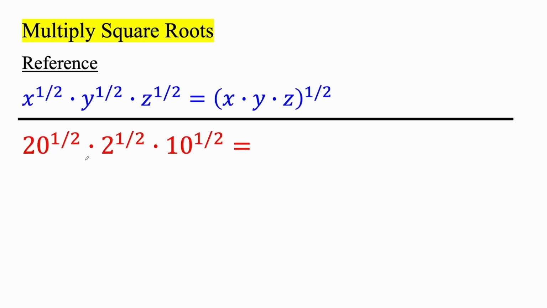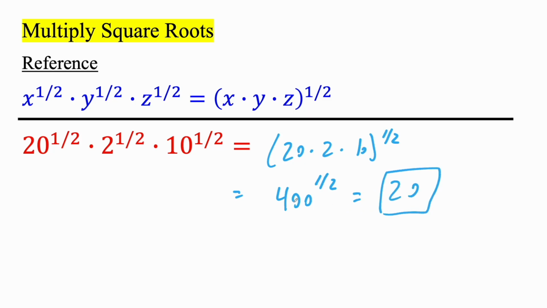Last problem, again, we could do it two different ways. First, I'm going to solve it this way, actually. So I have parentheses, 20 times 2 times 10, raised to 1/2. And we know 20 times 2 is 40, 40 times 10 is 400, so we have 400 raised to 1/2, and that's going to give us 20, because 20 times 20 is 400.